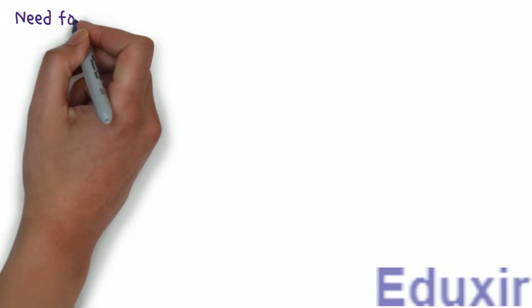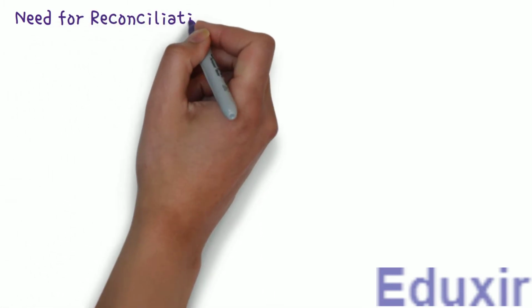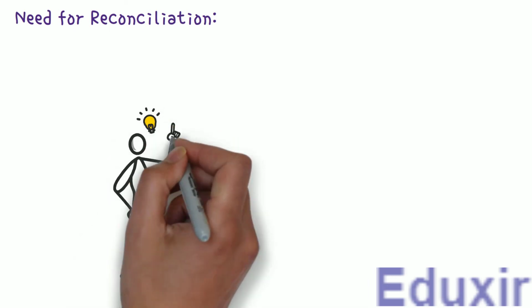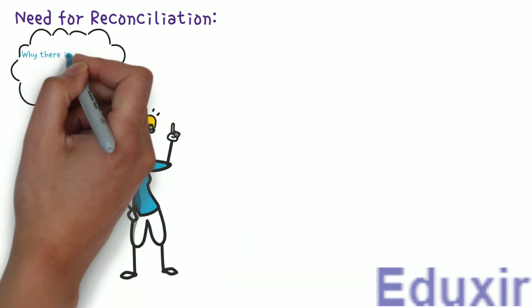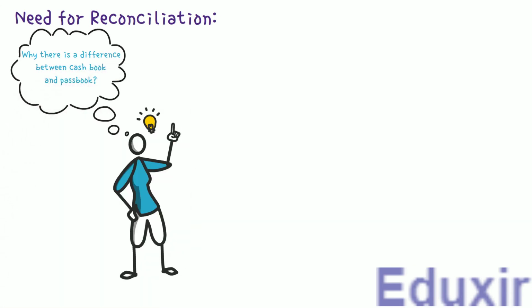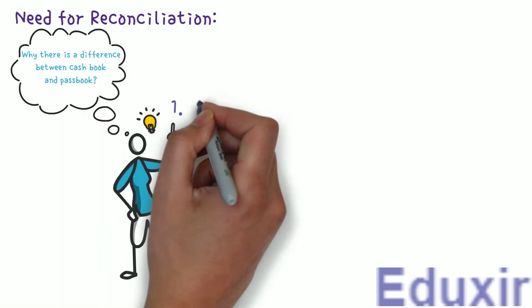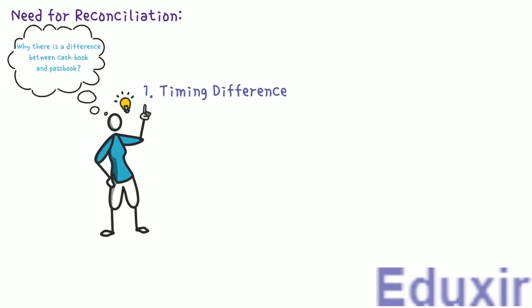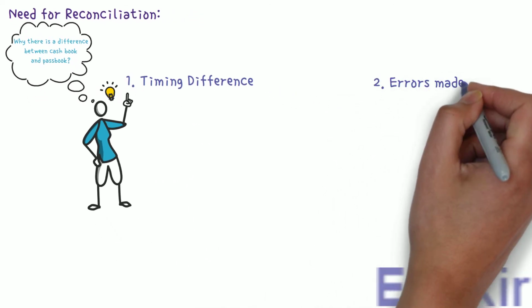Before we do the analysis of these particulars, let's first recap few rules used for preparing the bank reconciliation statement. Let's first understand the need for reconciliation. By preparing a bank reconciliation statement, we get an idea about why there is difference between cash book and passbook. The difference could be due to timing difference on recording the transaction. It could also be due to errors made by the business or the bank.